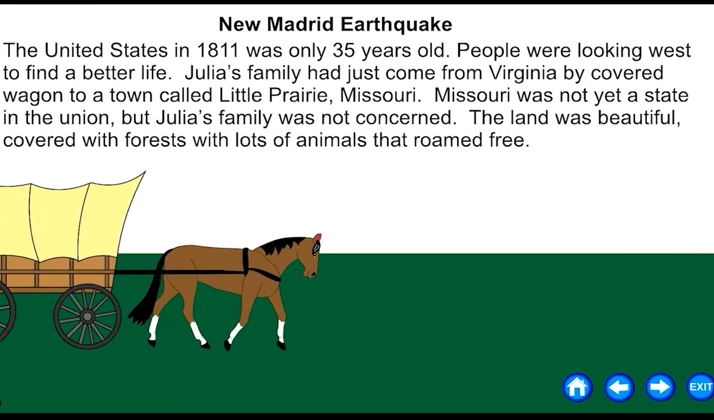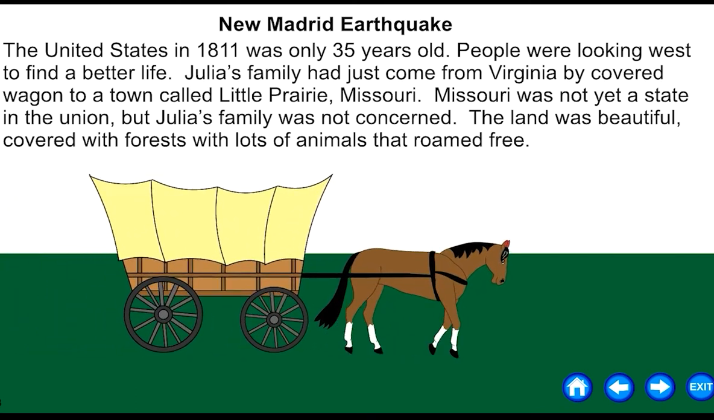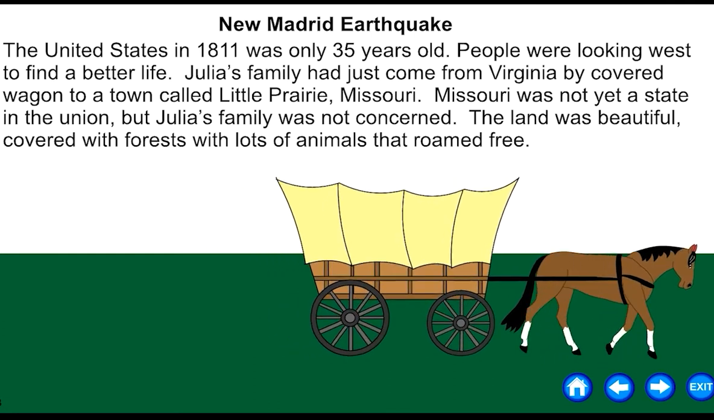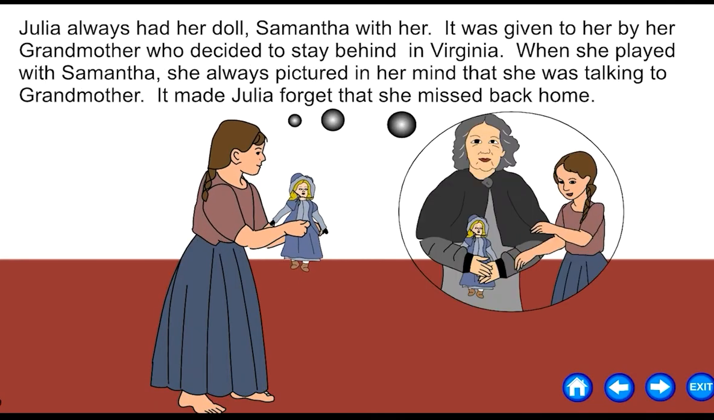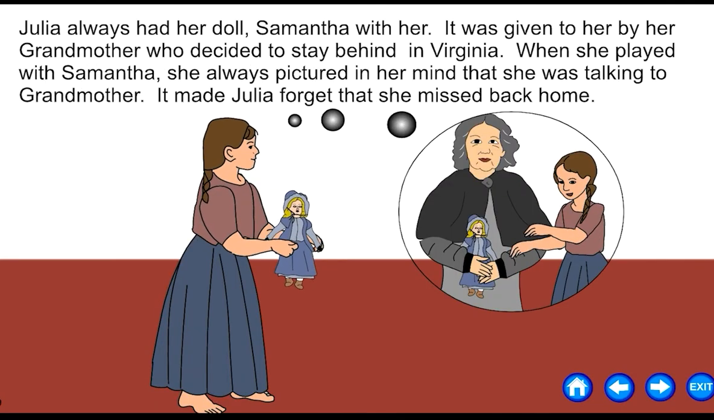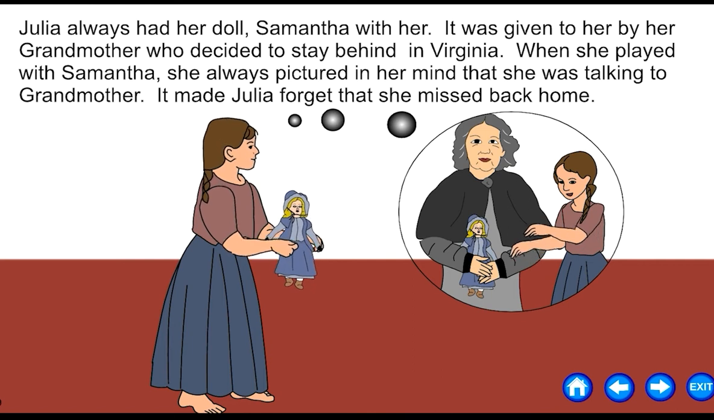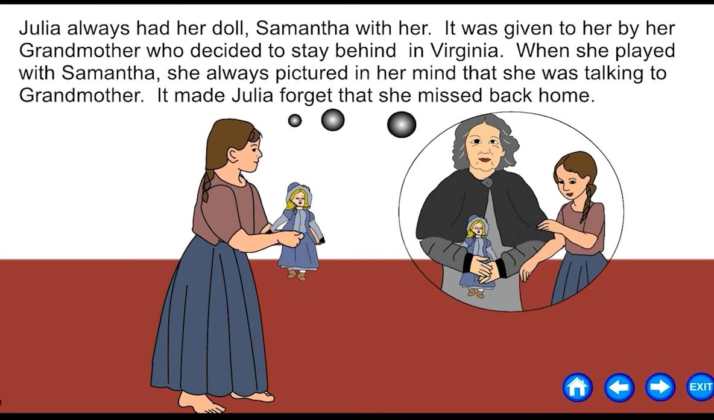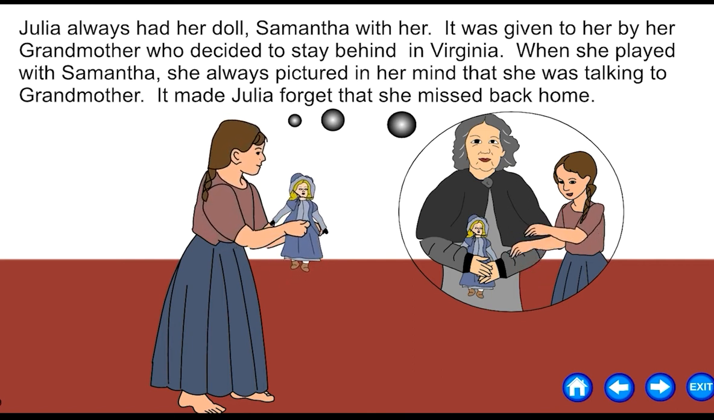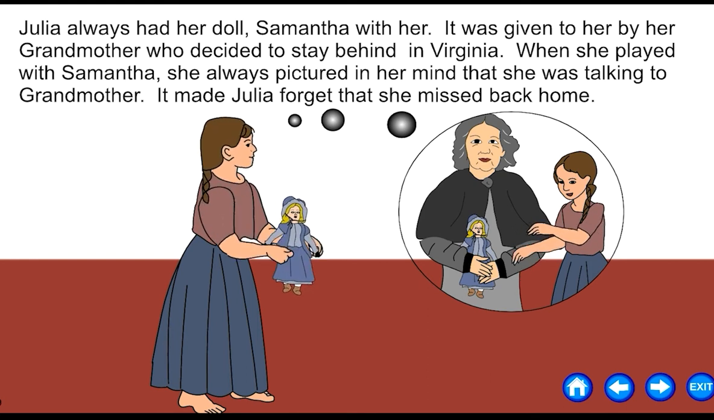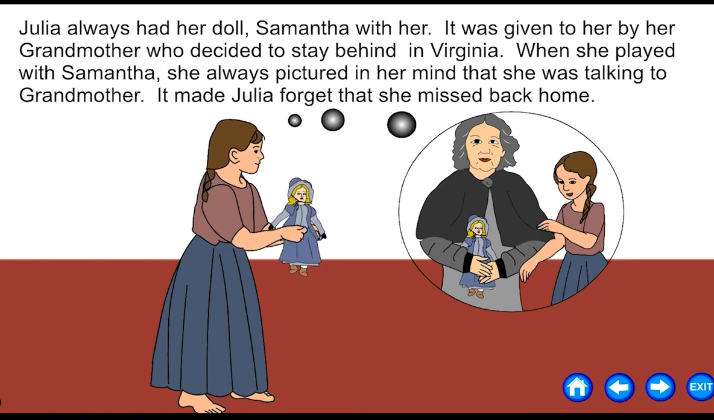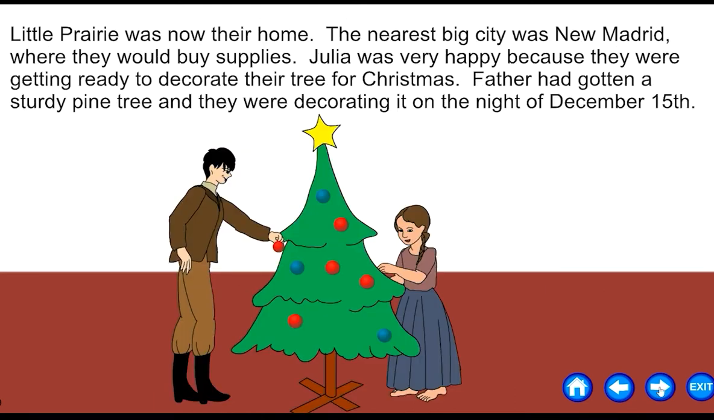The land was beautiful, covered with forest, with lots of animals that roamed free. Julia always had her doll Samantha with her. It was given to her by her grandmother, who decided to stay behind in Virginia. When she played with Samantha, she always pictured in her mind that she was talking to her grandmother. It made Julia forget that she missed back home. Little Prairie was now their home.